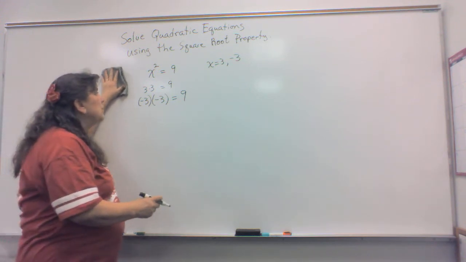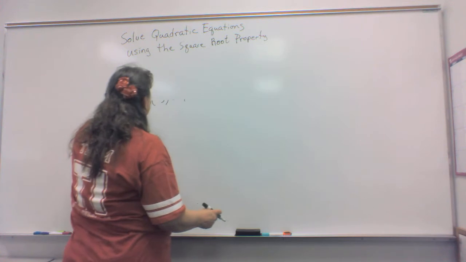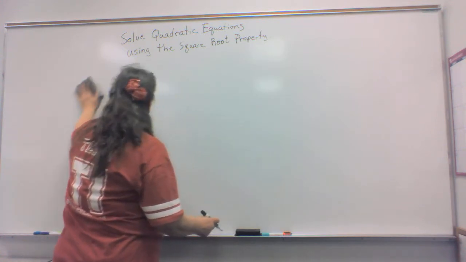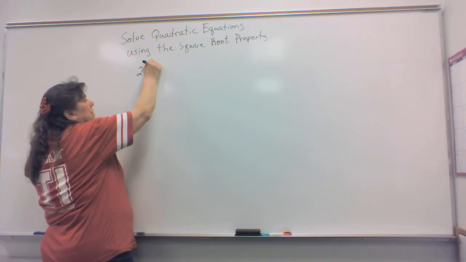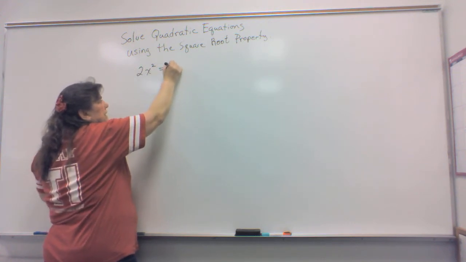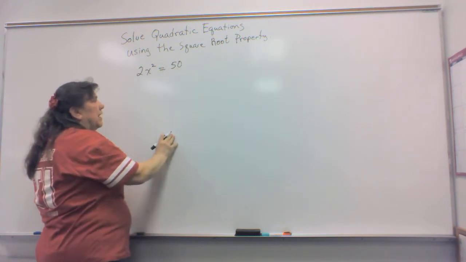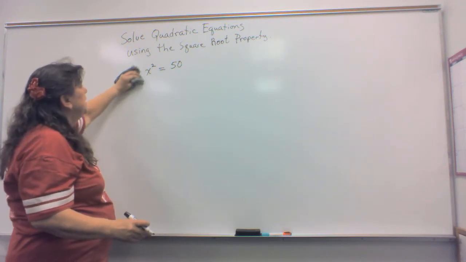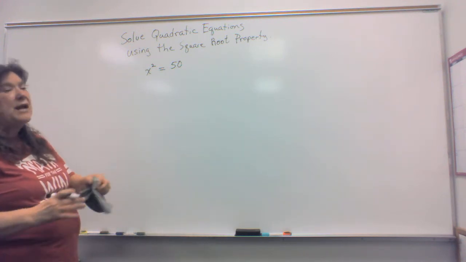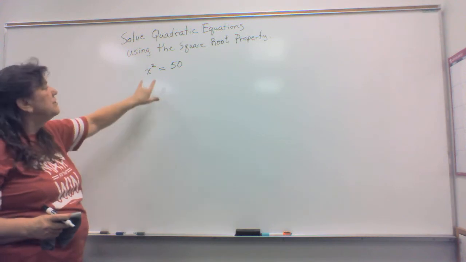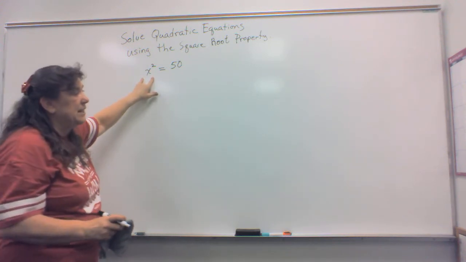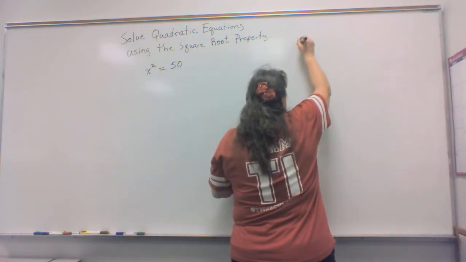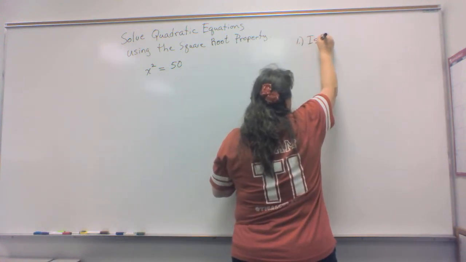But now we're going to look at ones that are maybe a little more complex. How about 2x squared equals 50? Okay, well, let's start with x squared equals 50. So now, what is our process? First of all, your squared part must be isolated. So, number one, isolate the squared part.